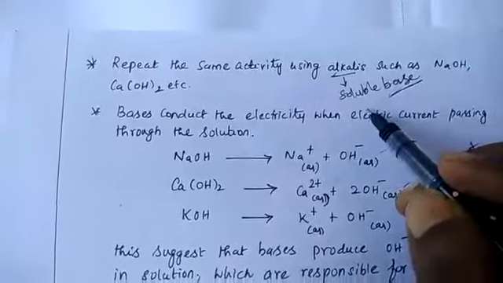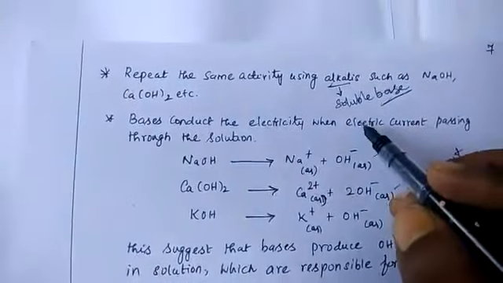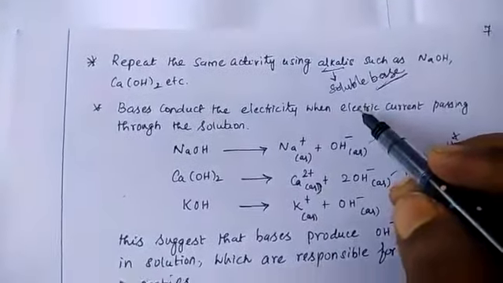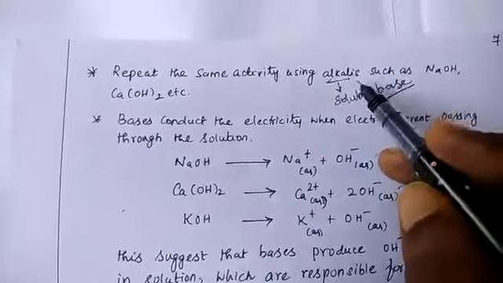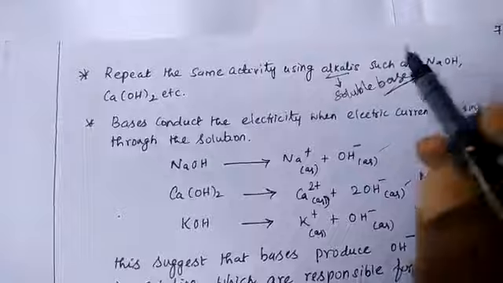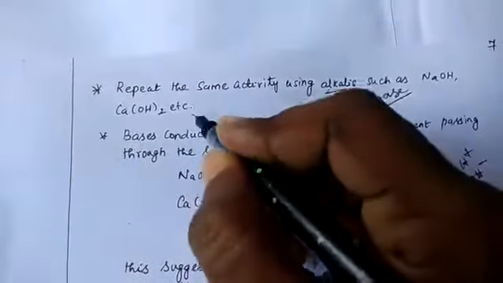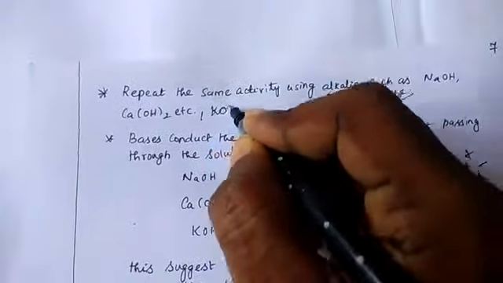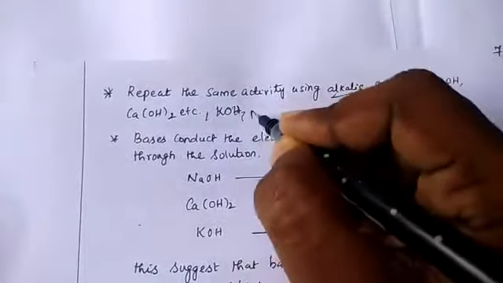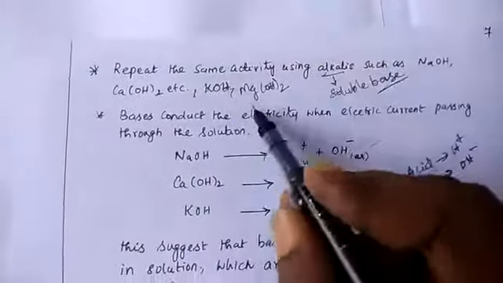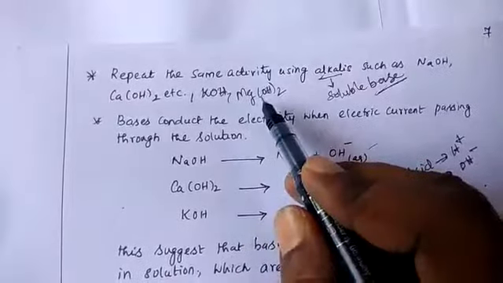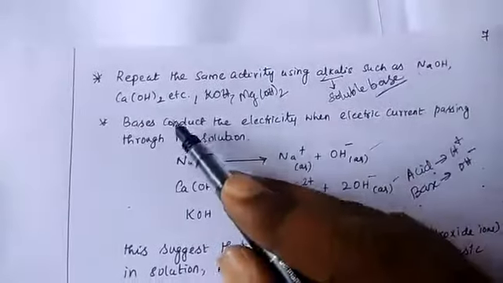Soluble base is known as alkali. But not all bases dissolve in water; the bases that do dissolve in water are known as alkali, such as sodium hydroxide, calcium hydroxide, KOH, Mg(OH)2, magnesium hydroxide, and so on. So many bases: KOH, magnesium hydroxide, sodium hydroxide, calcium hydroxide.